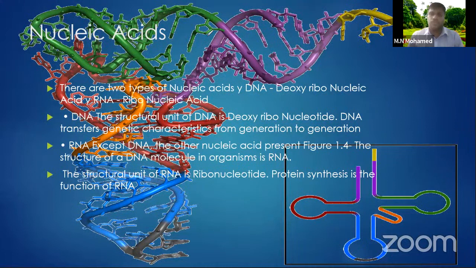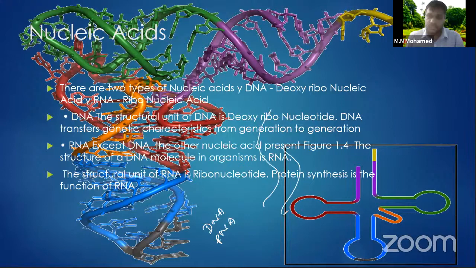There are two types of nucleic acid. One is DNA, the other one is RNA. What is DNA? DNA is a double helix structure. It is like the earlier one, where there was a diagram.